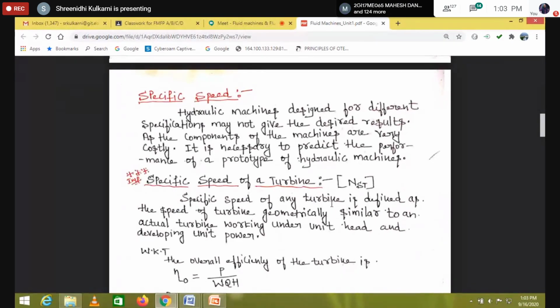It is necessary to predict the performance of a prototype. So initially, we are going to build one small prototype. For example, in our FM lab, we can call it one small prototype. In that prototype, we will consider everything and do the performance test. What is that performance test? We are going to find out the efficiency and all.